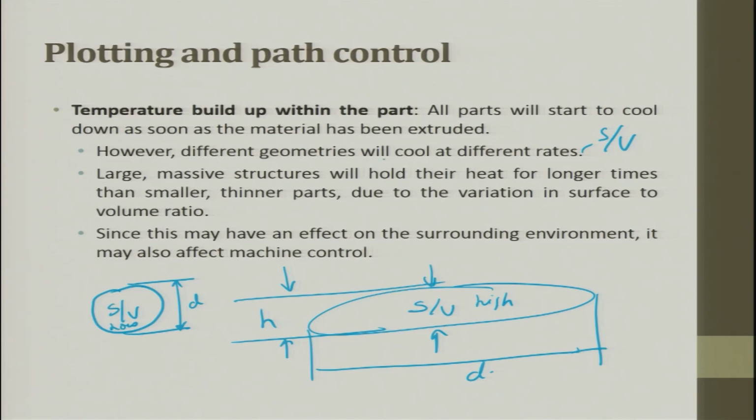However, different geometries will cool at different rates. Large massive structures will hold their heat for a longer time, surface to volume ratio low, than smaller thin parts, due to variation in surface to volume ratio. Since this may have an effect on the surrounding environment, it may also affect the machine control. So, this fellow might cool very fast. When it cools very fast, it also distorts very fast. So, that is what we are trying to tell here.